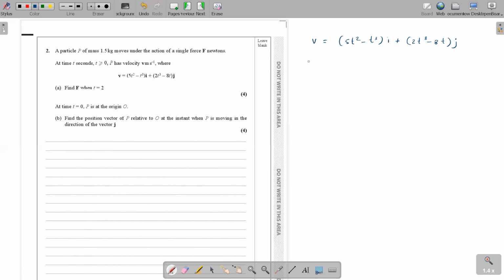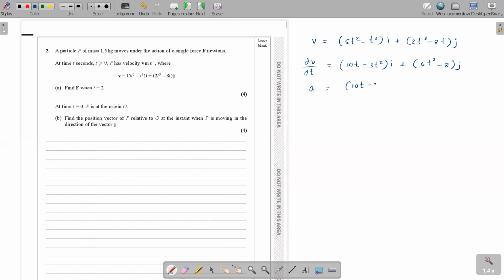So velocity, we differentiate with respect to time. So we say dv by dt. You may also remember in M3, dv by dt is what we call acceleration. So when you differentiate here, what do you get? 5t square differentiates to 10t. t cube differentiation is 3t square. This is the differentiation of the i component: 10t minus 3t square i plus, here you differentiate 2t cube, 3 times 2t square, minus 8, differentiation is minus 8j. Agreed? So this is dv by dt, or in other words, your acceleration.